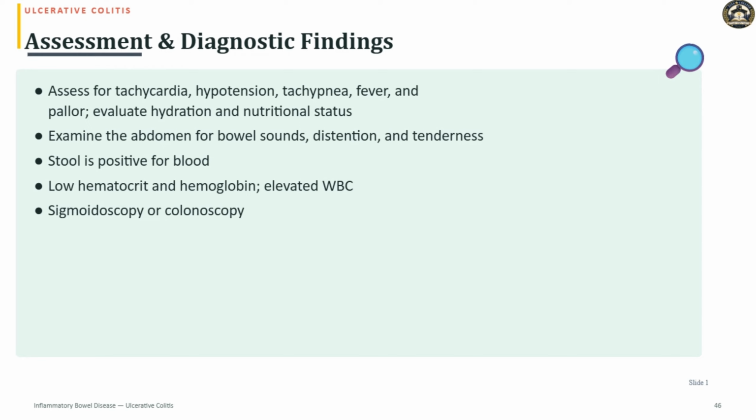Laboratory tests typically reveal that stool is positive for blood, and blood work shows low hematocrit and hemoglobin levels, along with an elevated white blood cell count. Finally, sigmoidoscopy or colonoscopy are definitive procedures to directly visualize the colonic mucosa and confirm the diagnosis.